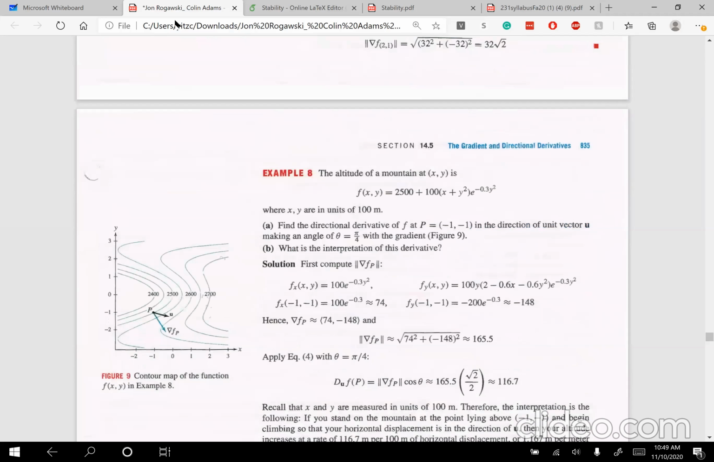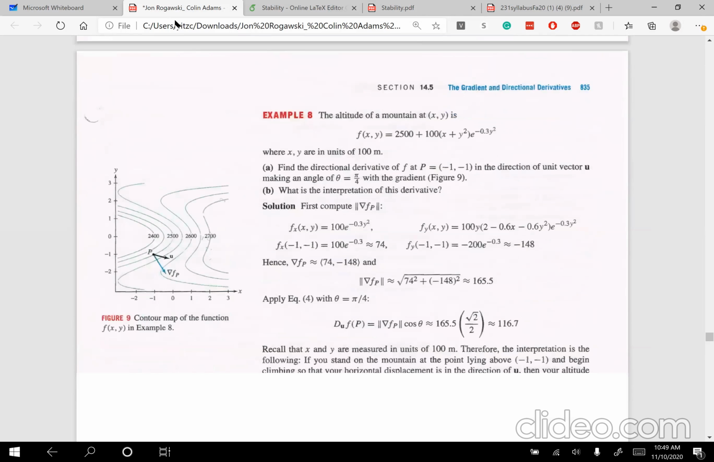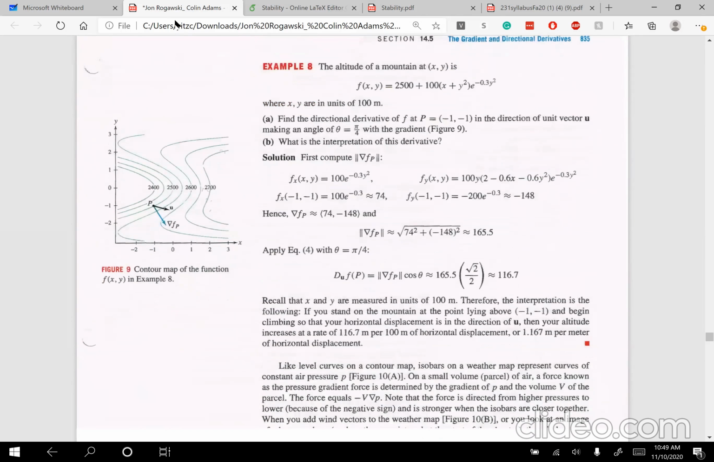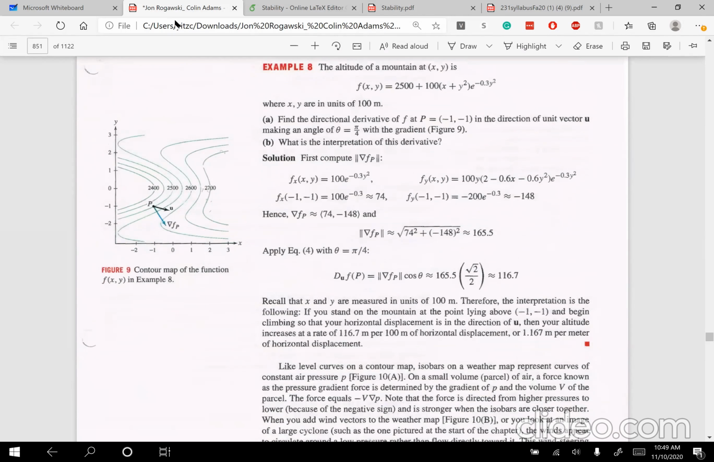Let's do another example. They tell us that the altitude of a mountain at the point x, y is given by f of x, y equals 2,500 plus 100 whatever. And they want us to find the directional derivative at this point in the direction u, where u is making an angle of pi over 4 with the gradient. And they want us to interpret the derivative.